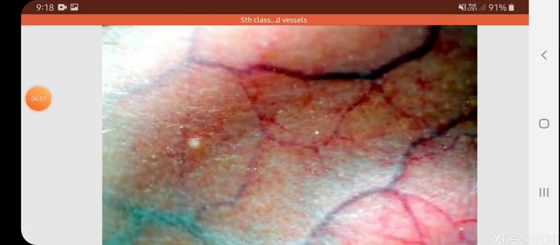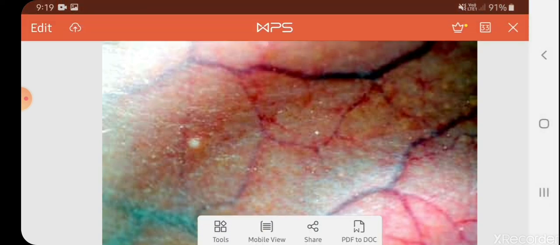I would like to tell you one interesting fact about the veins, that the veins are much closer to our skin and we can see the veins with our eyes that are present on our skin, but we cannot see arteries and capillaries because they are much deeper inside the body.